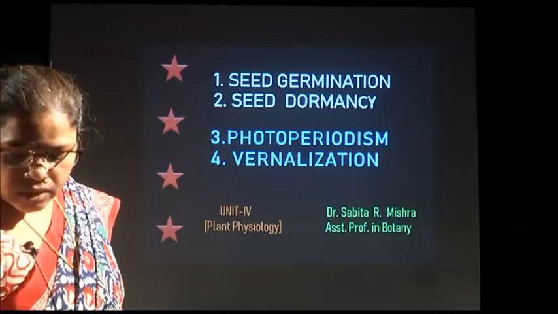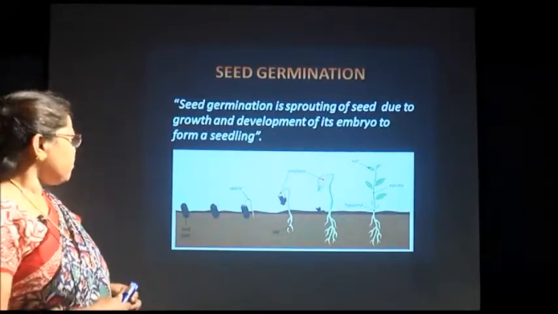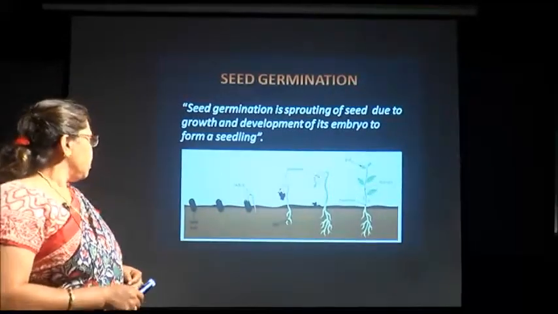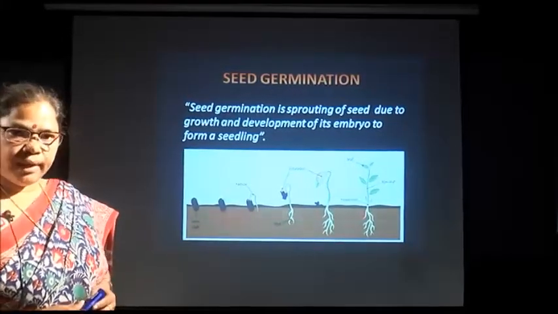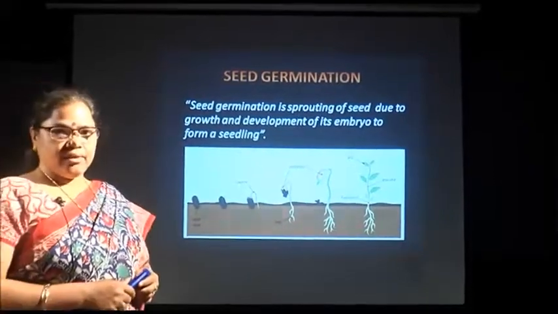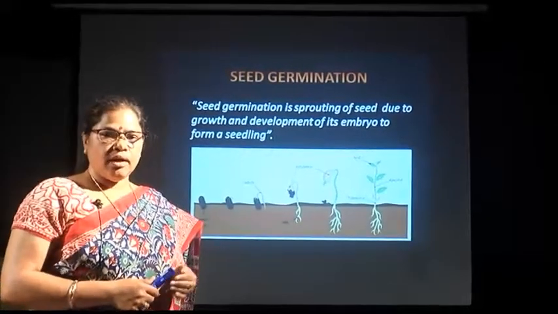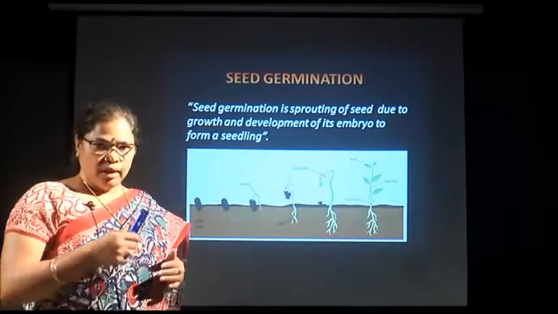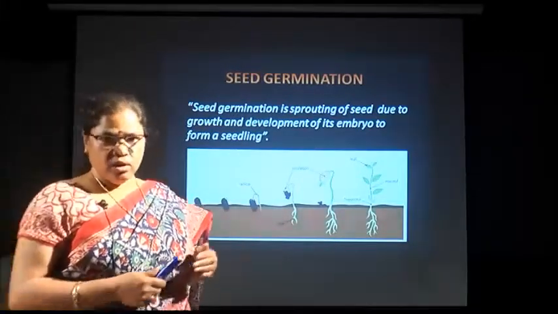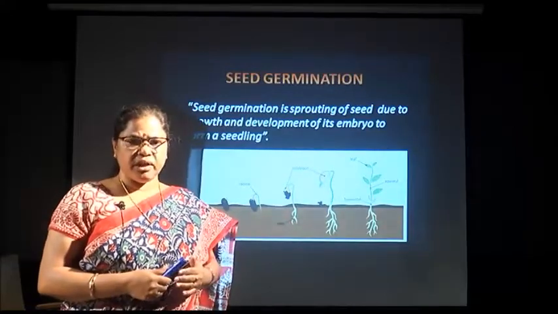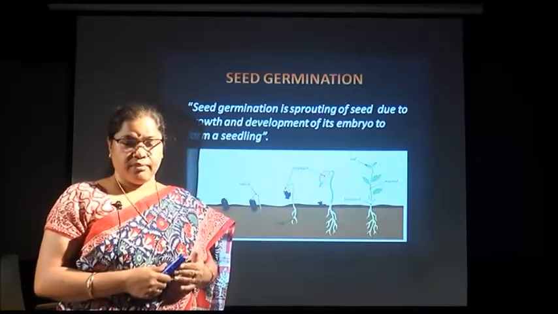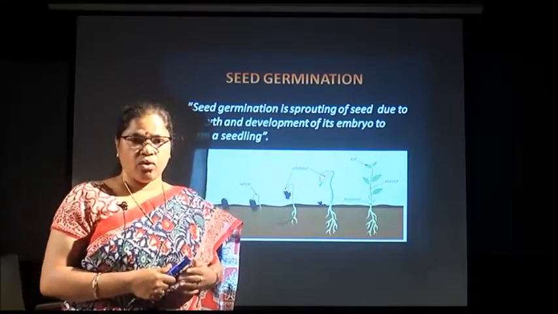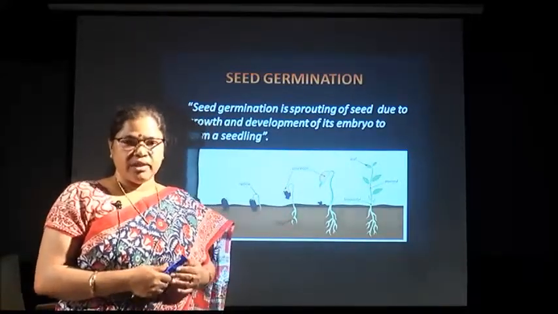Your first one is seed germination. So what is seed germination? It is the sprouting of seed due to growth and development of the embryo to form a seedling. So seed germination is nothing but from seed to seedling, or the process from seed to establishment of seedling is known as germination. Germination does not occur in one step. Different physiological reactions and also biochemical reactions occur, then only a seed germinates to a seedling.